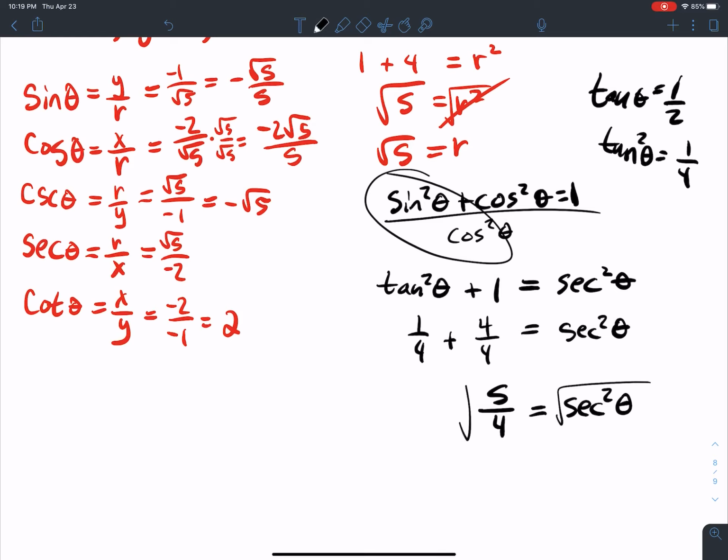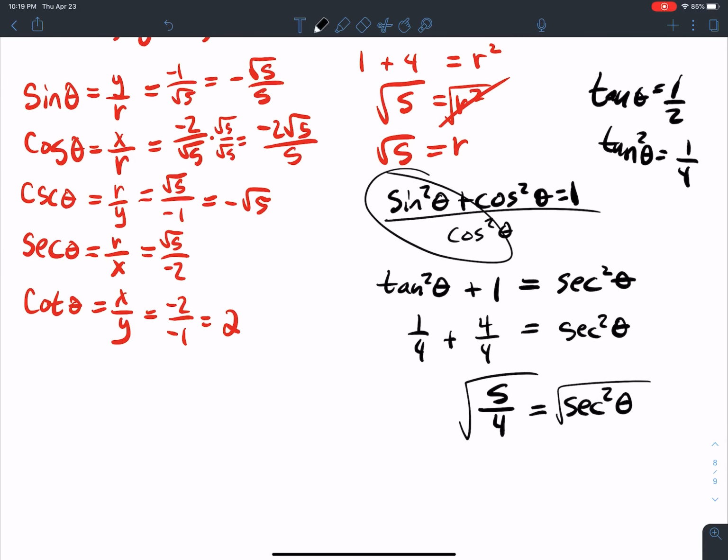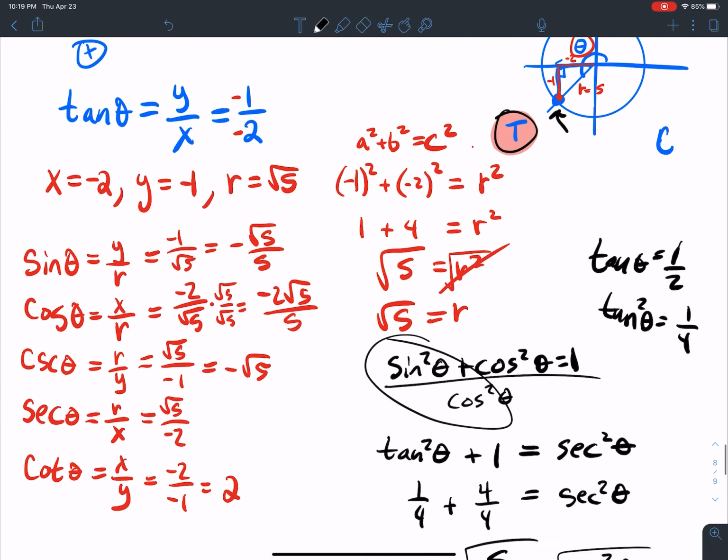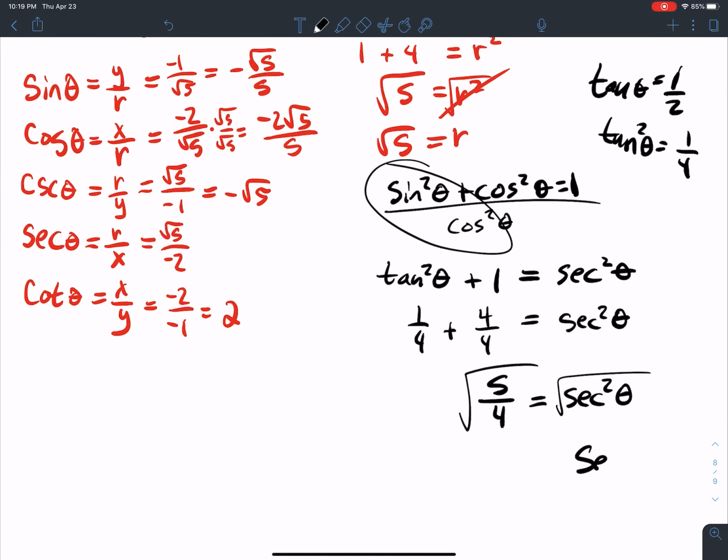If I take the square root, what am I dealing with? Well, I know that I'm in this quadrant here. That's what I found from my picture. The only things that are going to be positive in Q3 are tangent and cotangent. So I know that I'm dealing with a negative value for the secant. So I have negative square root 5 over 2. Okay, so that's my secant there.